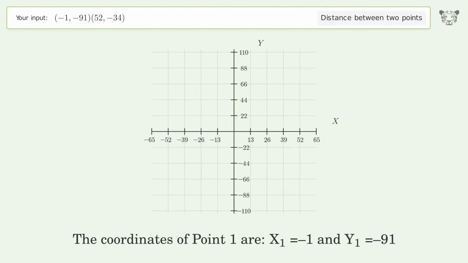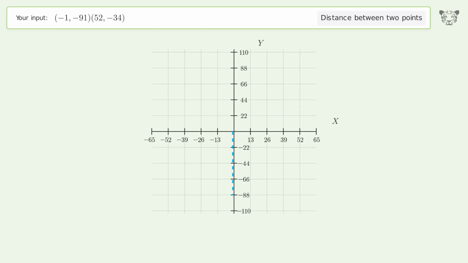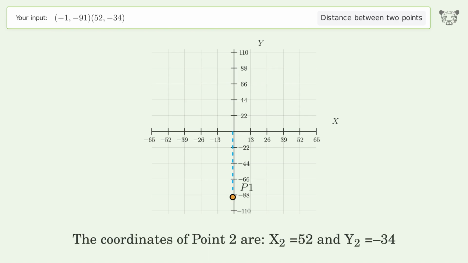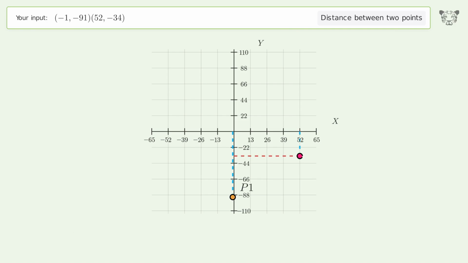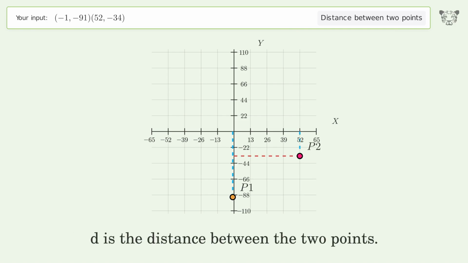The coordinates of point 1 are x1 equals -1 and y1 equals -91. The coordinates of point 2 are x2 equals 52 and y2 equals -34. D is the distance between the 2 points.